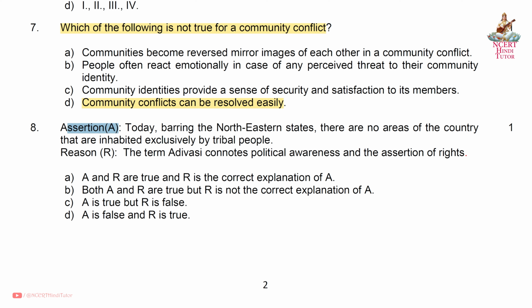Question 8. Assertion A: Today, barring the northeastern states, there are no areas of the country that are inhabited exclusively by tribal people. Reason R: The term Adivasi connotes political awareness and the assertion of rights. So friends, answer is B. Both A and R are true, but R is not the correct explanation of A.